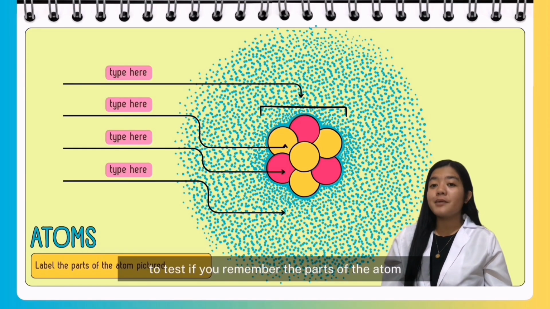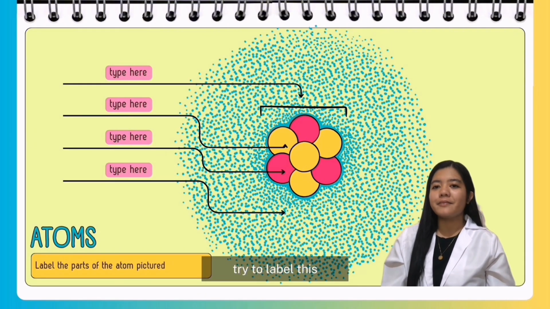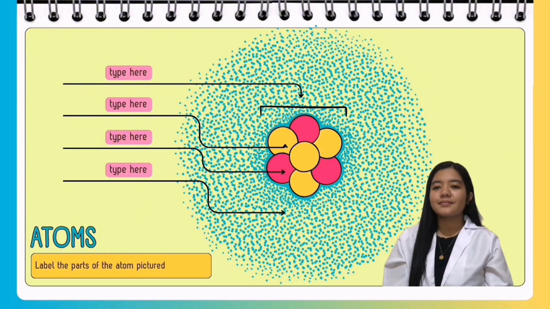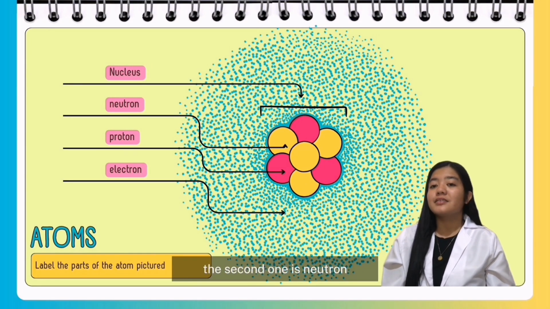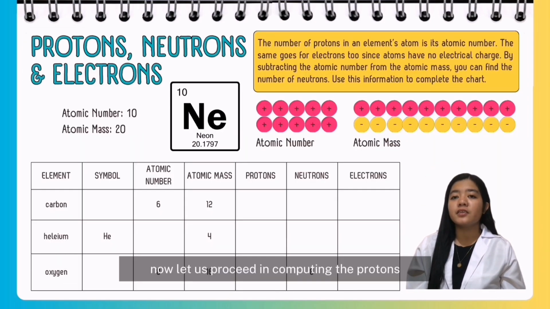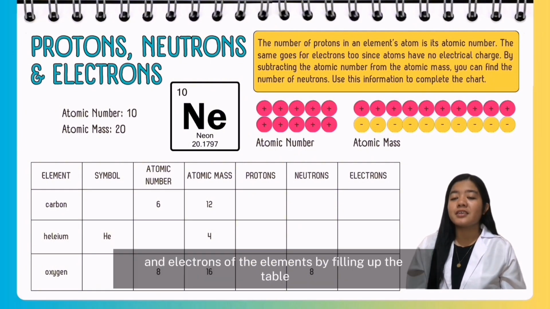To test if you remember the parts of the atom, try to label this. Now, let's reveal the answer. The first one is nucleus, the second one is neutron, the third one is proton, and the fourth one is electron. Now, let us proceed in computing the protons, neutrons, and electrons of the elements by filling up the table.